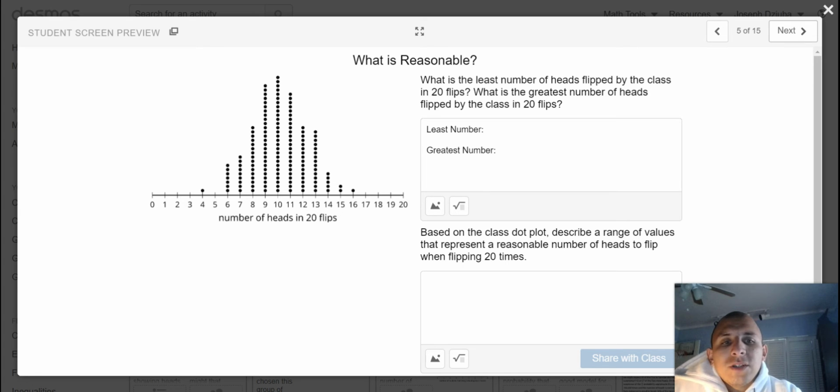Based on the class dot plot, describe a range of values that represent a reasonable number of heads to flip when flipping 20 times. Disclaimer, it will not be every value between 4 and 16, because if you take a look at our dot plot, you can sort of draw a bell-shaped distribution, which should allow you to determine a range of values that is reasonable.